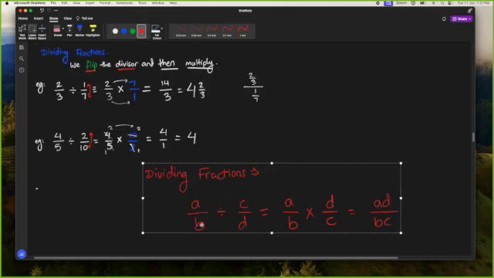We have A over B being divided by C over D, and that is equal to A over B multiplied by D over C. So this gets flipped.